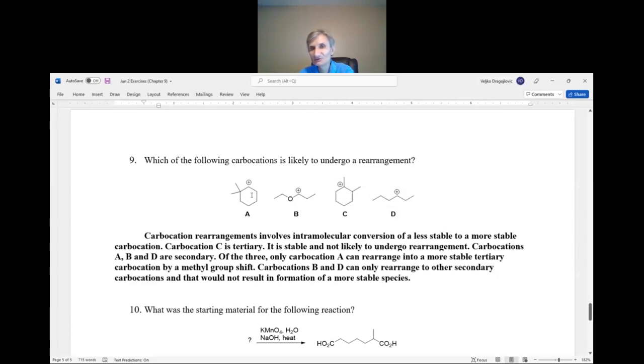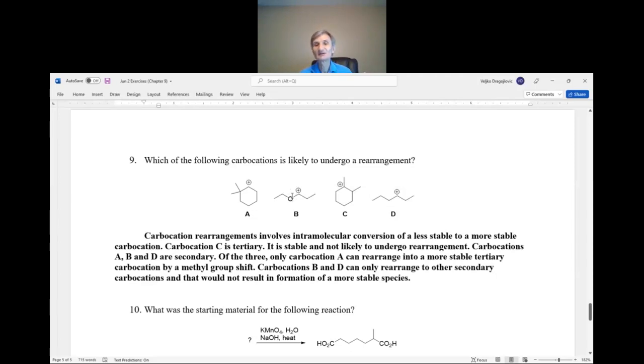So A is the correct answer. You should check the rest just to make sure that you didn't make a mistake. So B, this is a secondary carbocation, but there is nothing in the neighborhood that can shift to give a more stable carbocation. Here is an oxygen atom, and you can't really shift anything to give. And also, oxygen doesn't tolerate positive charge very well, because when there is a shift, that means from the neighboring atom, some group is going to leave to form a bond with the carbocationic carbon.